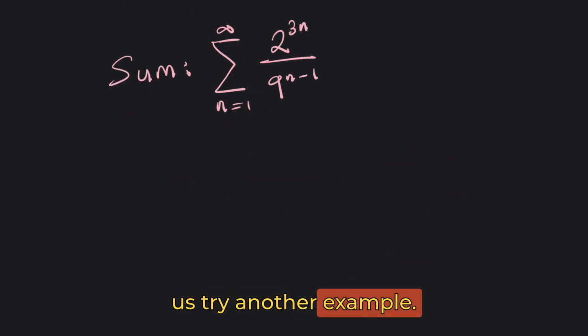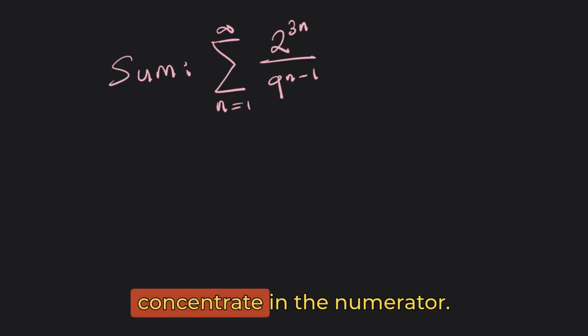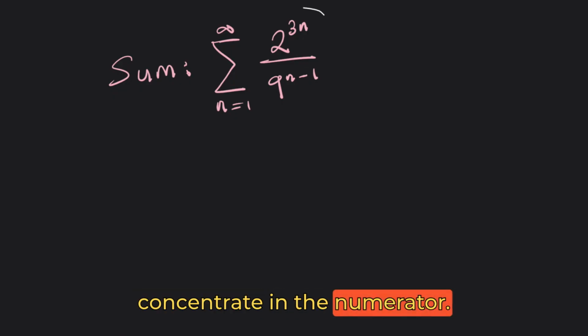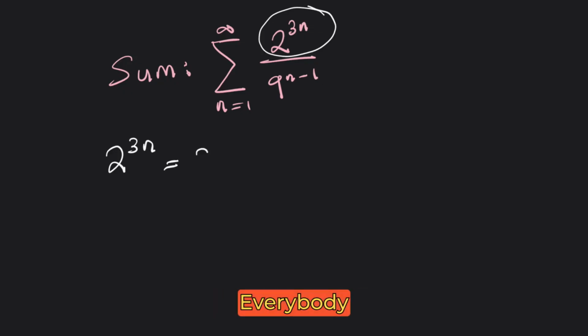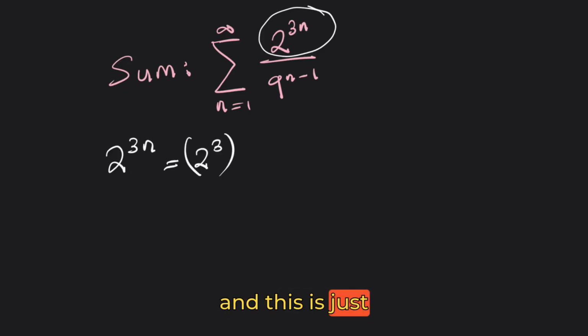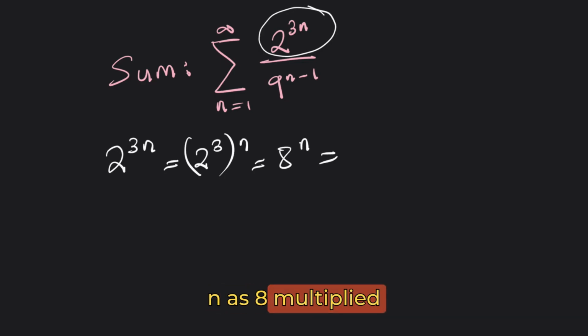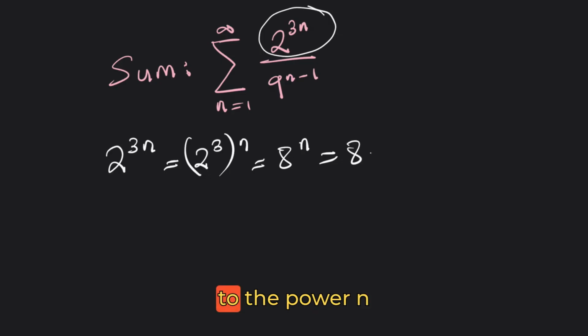Let us try another example. So we'll concentrate on the numerator. So 2 to the power 3n. This is just the same as 2 to the power 3, everybody to the power n. And this is just 8 to the power n. So I can rewrite 8 to the power n as 8 multiplied by 8 to the power n minus 1.